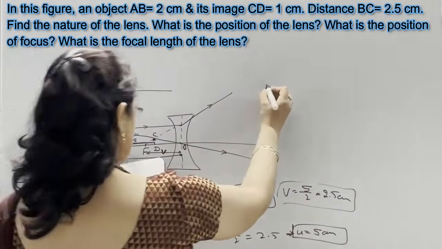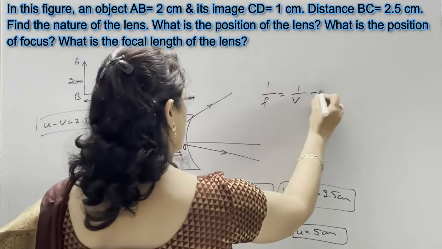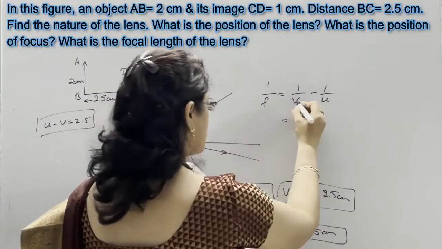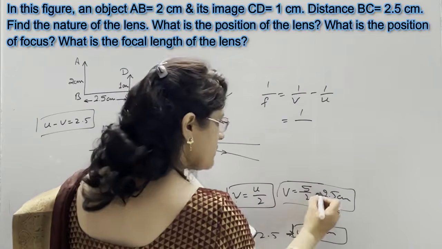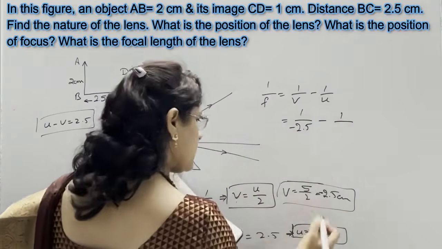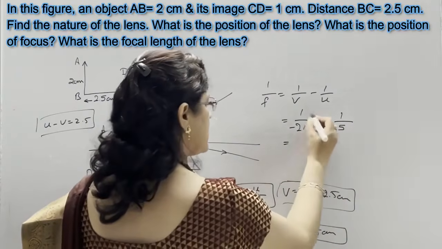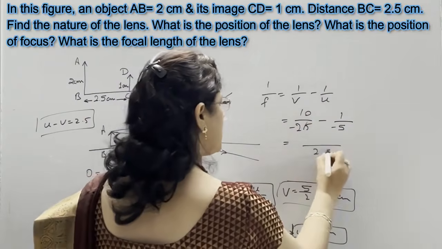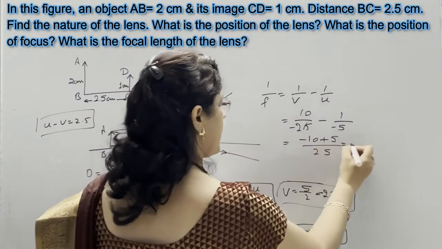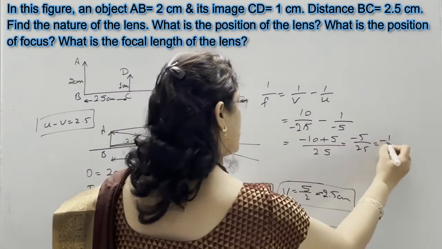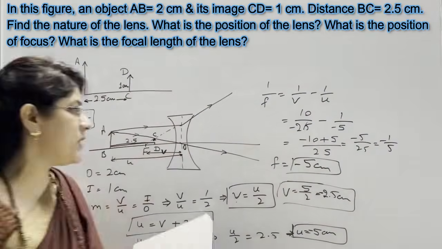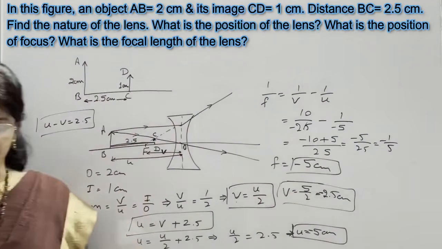Now the values of U and V are both with us. So we can use the lens formula. 1 upon F is equal to 1 upon V minus 1 upon U. Now the value of V in the case of a concave lens is negative. Value of V is minus 2.5 centimeter. So minus 1 upon 2.5 minus 1 upon U, U is also negative, minus 5. So we can cancel the decimal here. This is 10 upon 25. LCM is 25. Value comes out to be minus 10, and then minus minus plus, it means 5, so minus 5 upon 25, which is minus 1 upon 5. So focal length is equal to minus 5 centimeter. In the case of this concave lens, focal length is 5 centimeter.